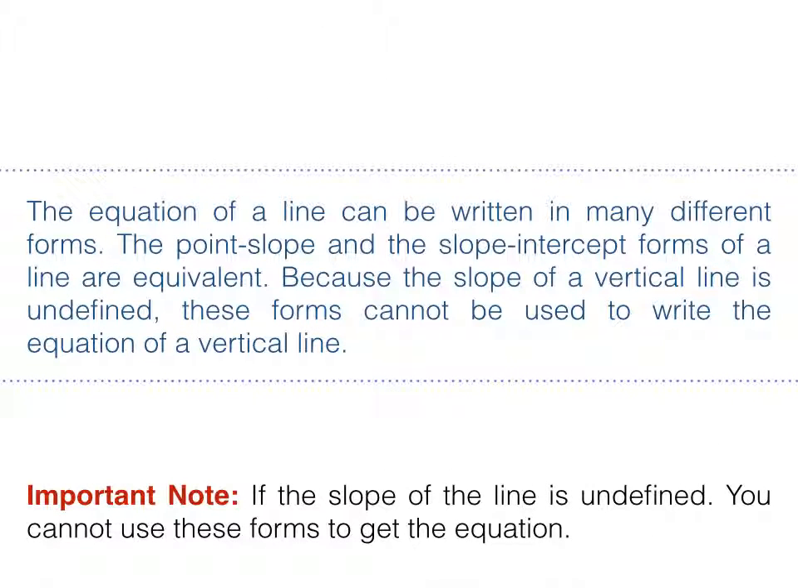The equation of a line can be written in many different forms. The point-slope and the slope-intercept forms of a line are equivalent. Because the slope of a vertical line is undefined, these forms cannot be used to write the equation of a vertical line. Important note: if the slope of the line is undefined, you cannot use these forms to get the equation.